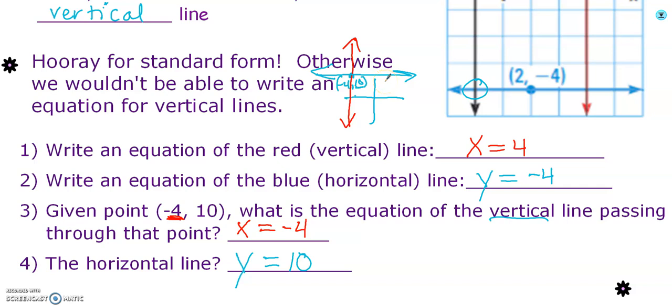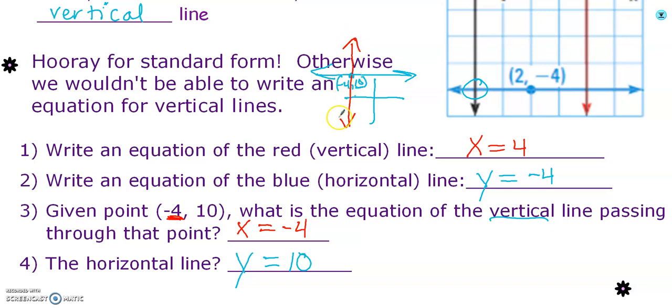We're going to continue with our lesson on writing linear equations in standard form. At the end of our last video, we were talking about, given a point (-4, 10), what's our equation of the vertical line? We were discussing that a vertical line is going to go up and down. So we gave ourselves a little sketch of (-4, 10), and we were trying to come up with the equation.